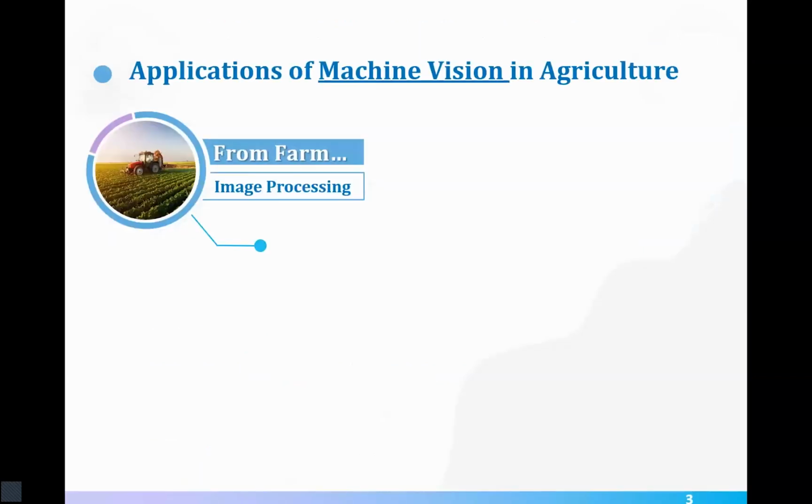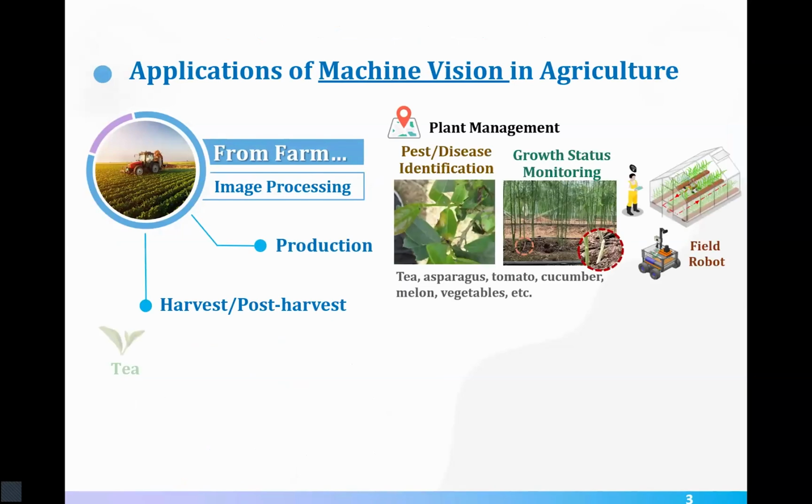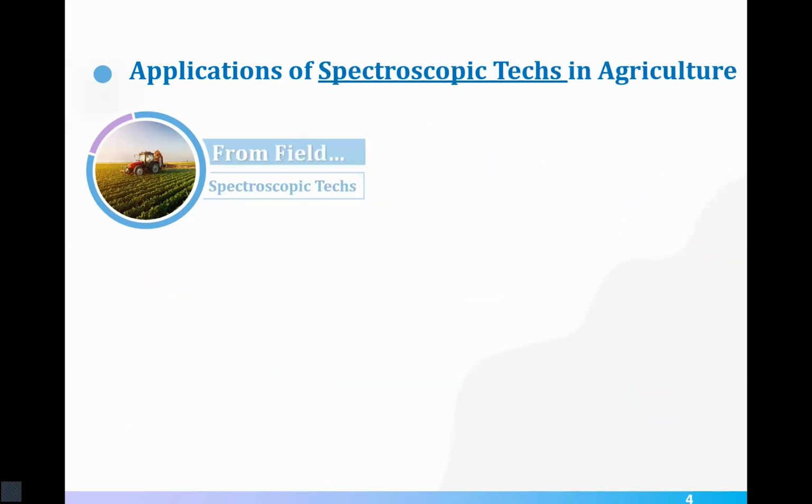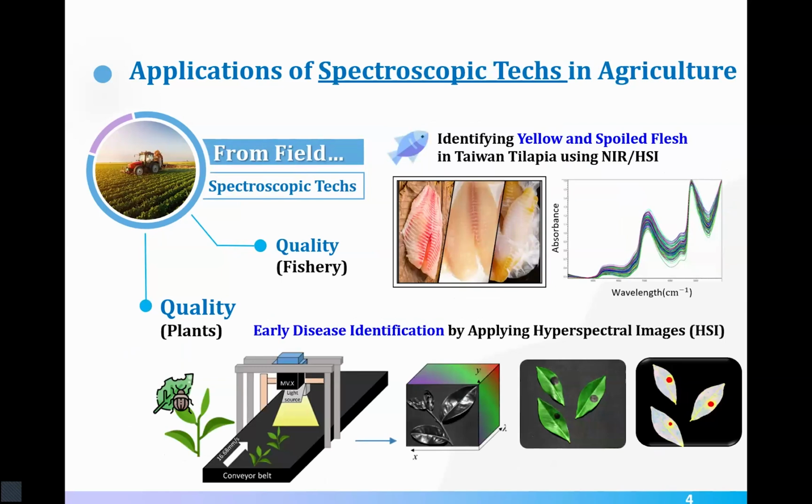In my lab group, we're using machine vision to do lots of different tasks through the whole supply chain from the farm to the market. For plant management, we see how the plant grows, whether it is healthy or not, and whether it has reached the harvestable stage or not. After harvesting, we also do some grading for the post-harvest process. We use not only RGB images, we also use hyperspectral images to detect those abnormal situations that we cannot see by RGB images.